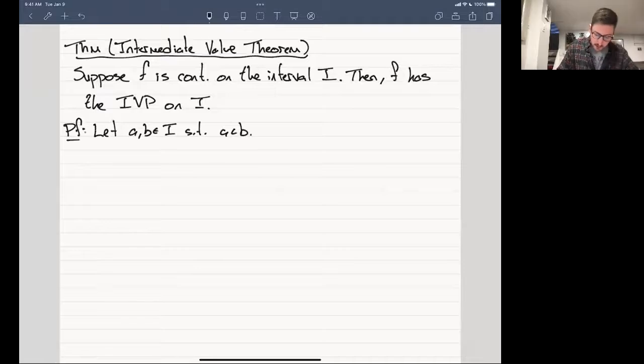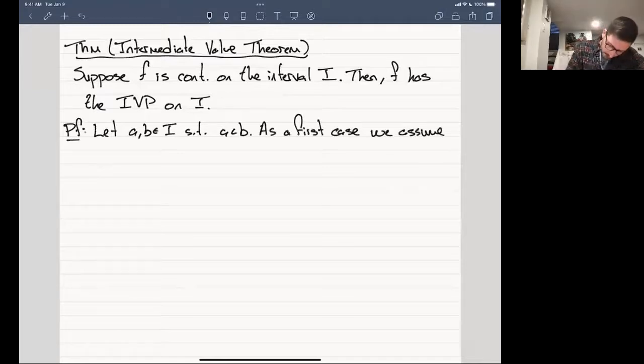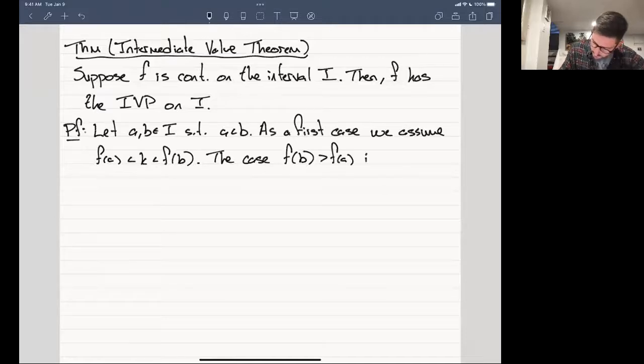Now, you can do two cases: f(a) is bigger than k and k is bigger than f(b), or the reverse. We're just going to do one case since the other case is the same. As a first case, we assume f(a) is less than k, which is less than f(b). The case where f(b) is bigger than f(a) is nearly identical, so I'm going to leave that to you to have some fun with. I'm just going to prove the first case.